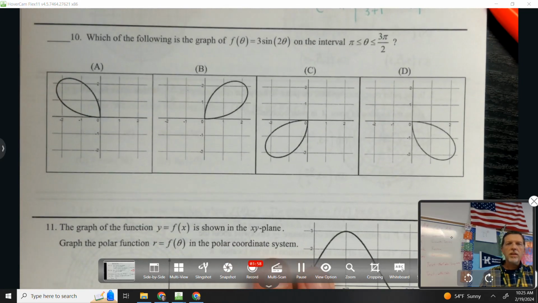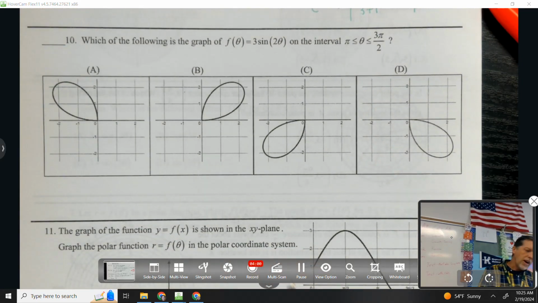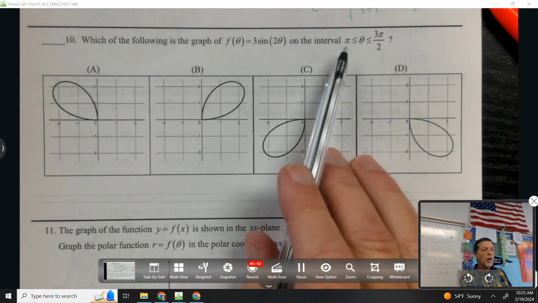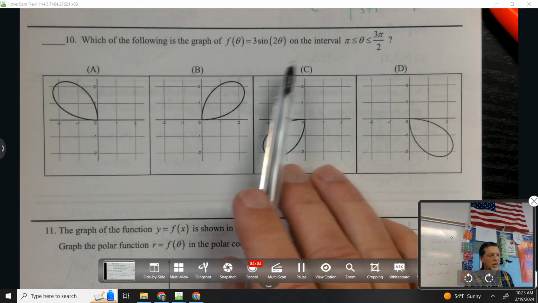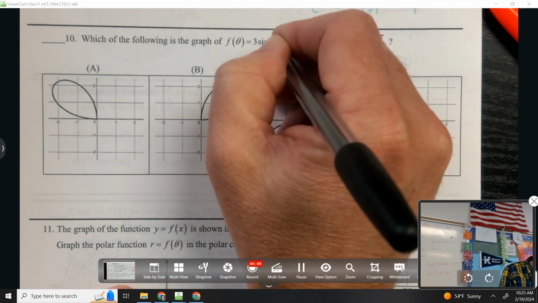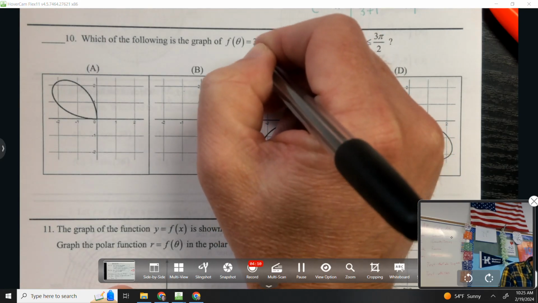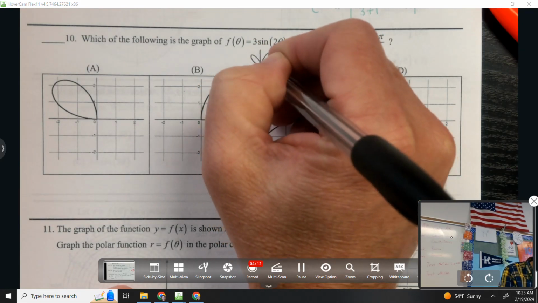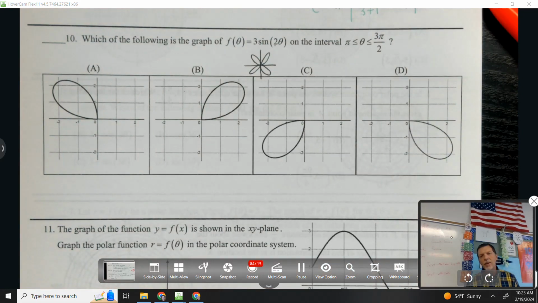All right, number 10. Which of the following is the graph of 3 sine 2 theta on this interval? Maybe I should back up. I know what 3 sine 2 theta looks like. That's a 4-petaled rose, not on an x-axis. So there's what the full graph looks like. And now this question is, well, which petal is it between pi and 3 pi over 2?